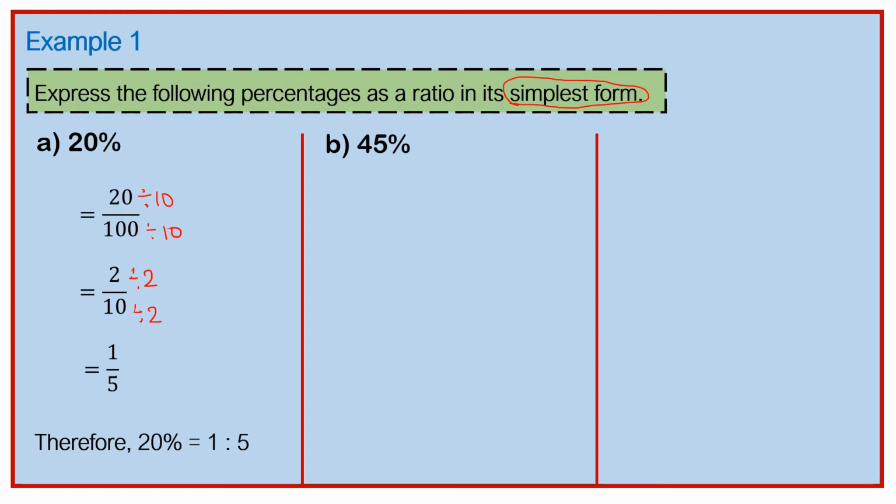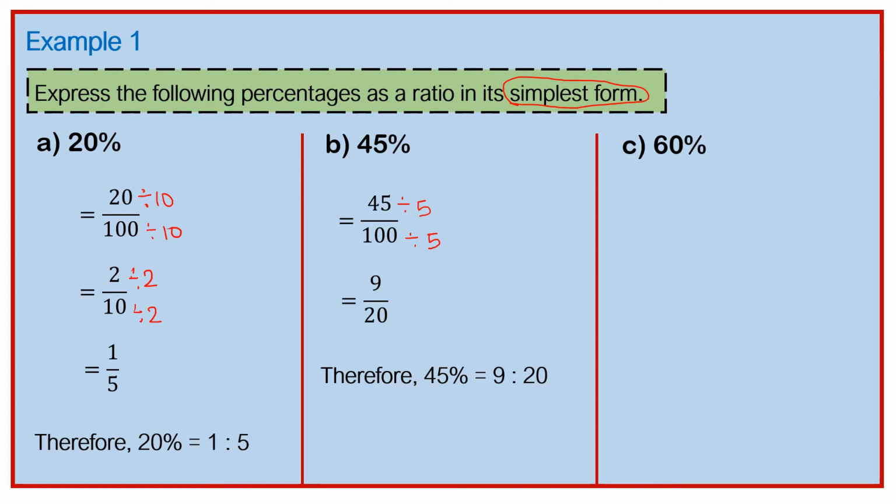In part B we have got 45%, and that means 45 out of 100. Now we need to write 45 out of 100 in the simplest form. So we can divide 45 by 5, and we can also divide 100 by 5 such that we get 9 out of 20. So we get 45% as 9 to 20. Remember, we don't have any common factor of 9 and 20. So that's why we will leave it as 9 to 20.